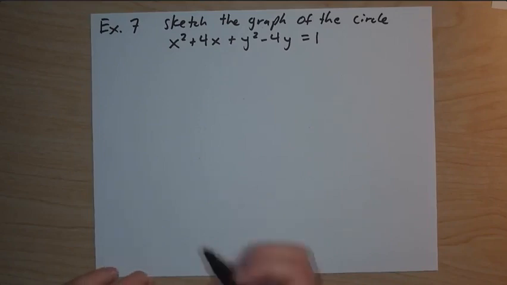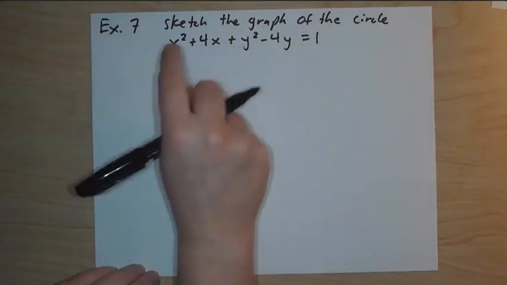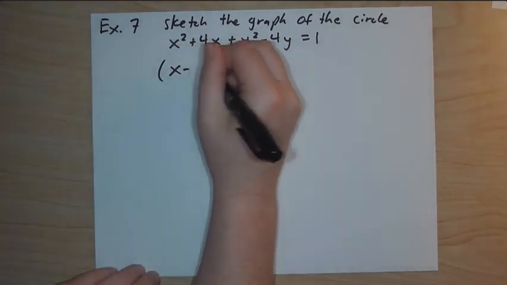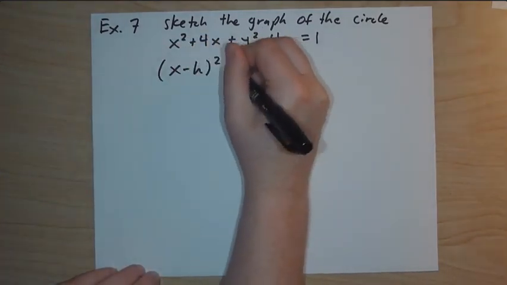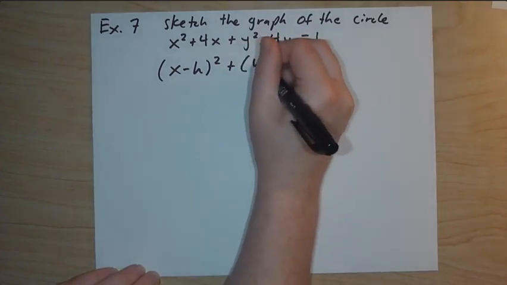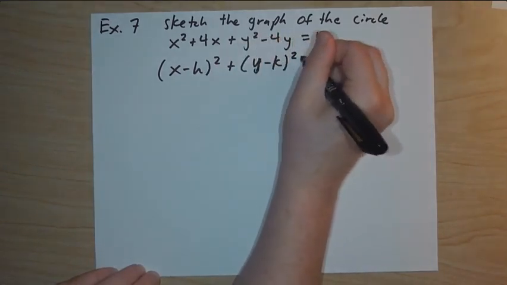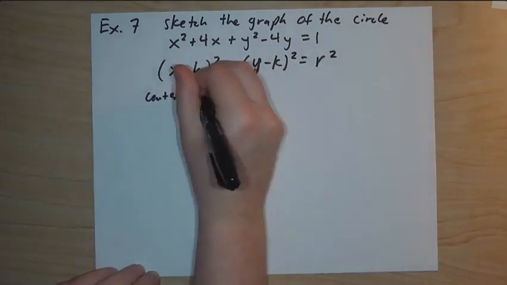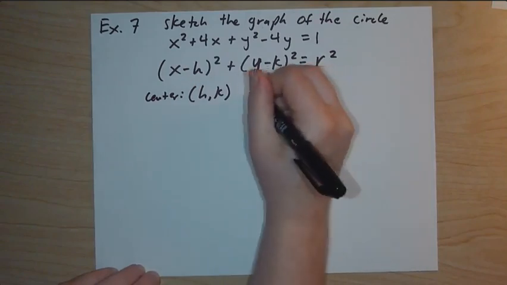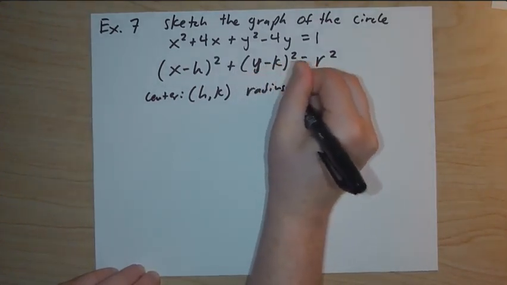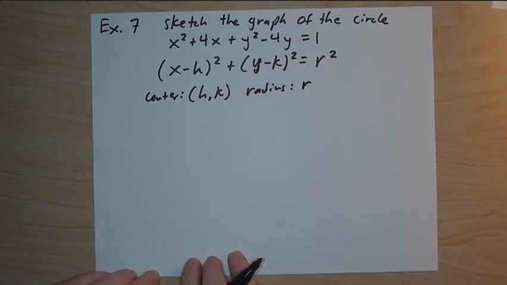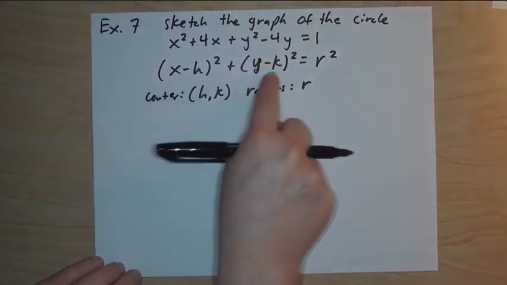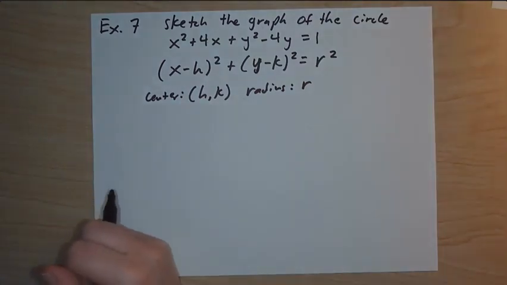And in order to know that, we should rewrite this in the center radius form, which is x minus h squared plus y minus k squared is equal to r squared, where our center is the point (h, k) and our radius is r. So first we need to rewrite this equation like this before we can even get to sketching.